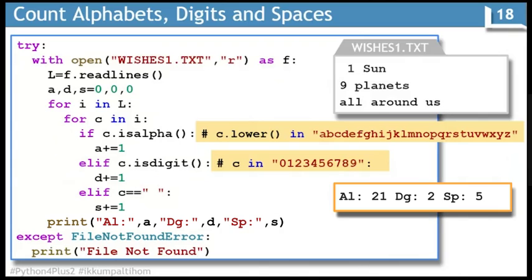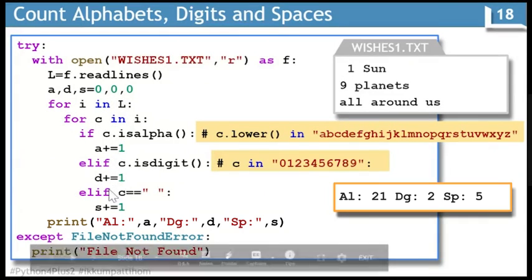and instead of writing isDigit method, you can also write C in 0, 1, 2, 3, 4, 5, 6, 7, 8, 9 as a string content. So if it is an alphabet, you will be adding value in A, assigned in the beginning as 0, and incremented every time an alphabet is encountered. Second one is digit, and if it is true, D will be incremented by 1, which was initially given a value of 0. So every time a digit is encountered in the content, D will be incremented.